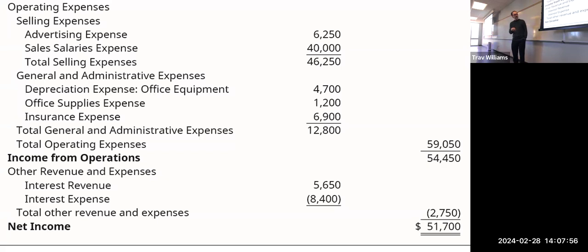Now notice that the interest revenue is positive because that's increasing our profits, and interest expense is negative because that's decreasing our profit. So when you combine those two, because in this case the expense was larger, we end up with a negative number here. If the interest revenue had been larger, then this would be a positive number. So that gets a little tricky. Whether you add it or subtract it depends on whether you have more other revenue or more other expense.